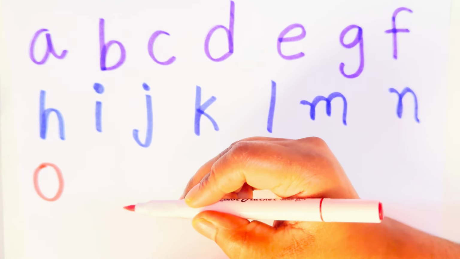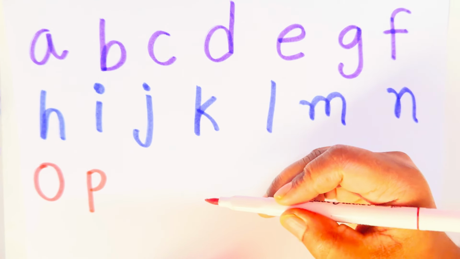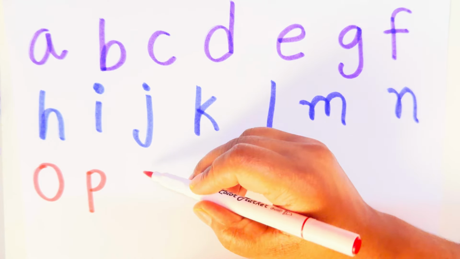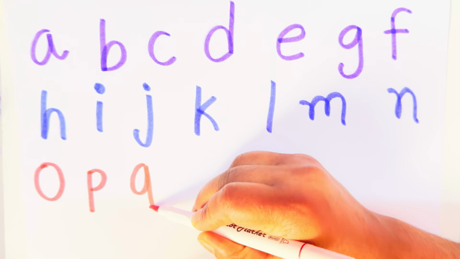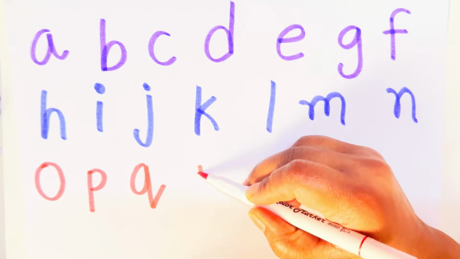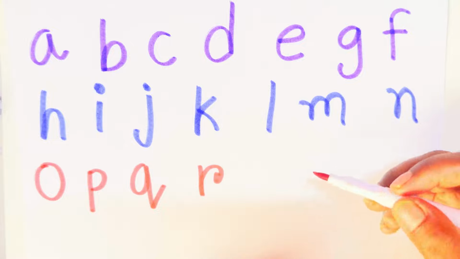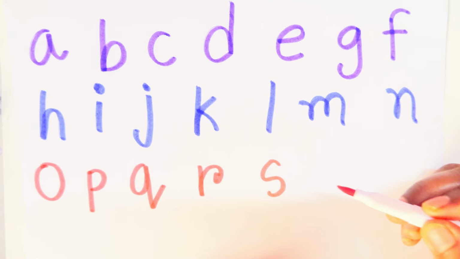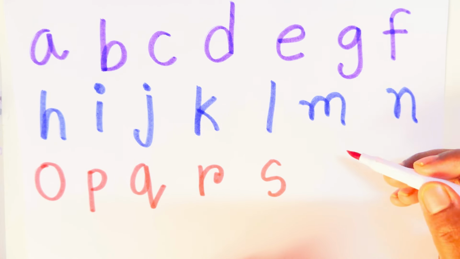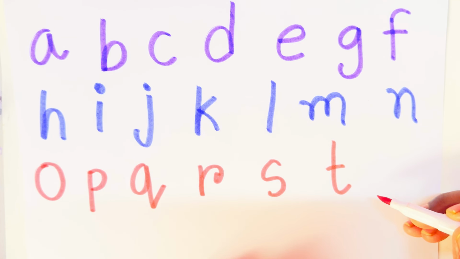O for orange. P for parrot. Q for queen. R for rabbit. S for students. T for teacher.